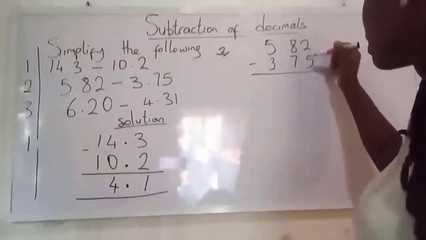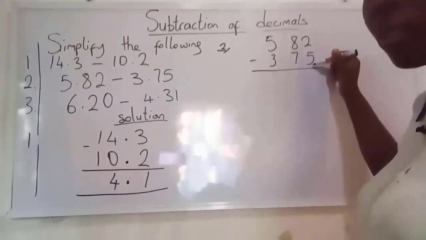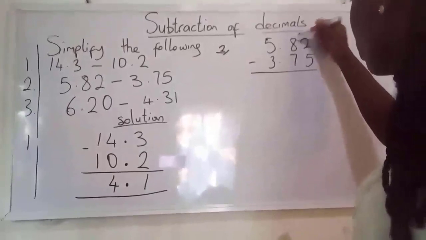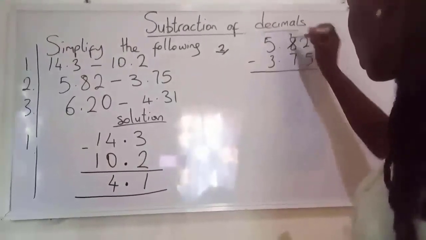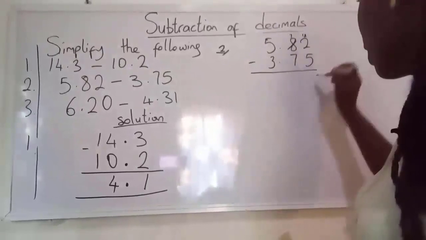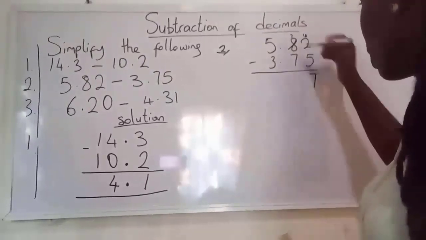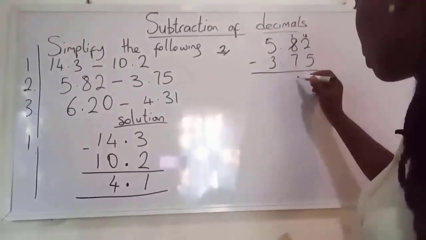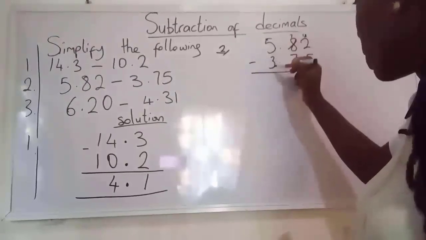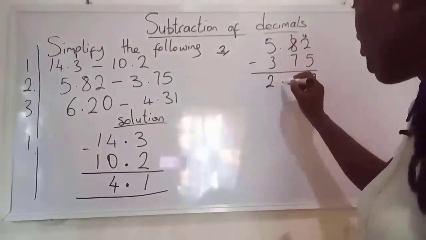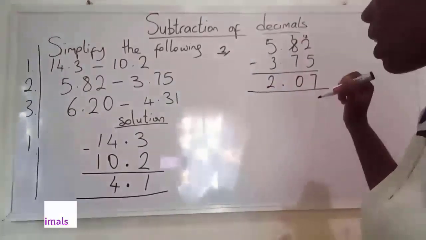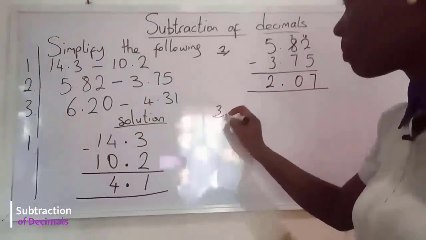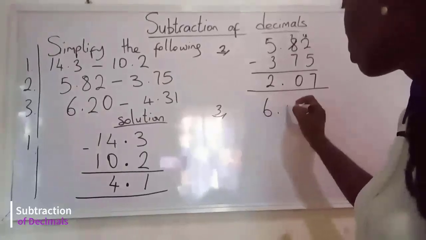Now, 2 is smaller than 5. Okay, so what do we do? We borrow 1 from here and put it here. This place becomes 12, and this becomes 7. 12 minus 5, we have 7. 7 minus 7, we have 0. 5 minus 3, we have 2. Again, my decimal point follows a straight line. This becomes my answer.